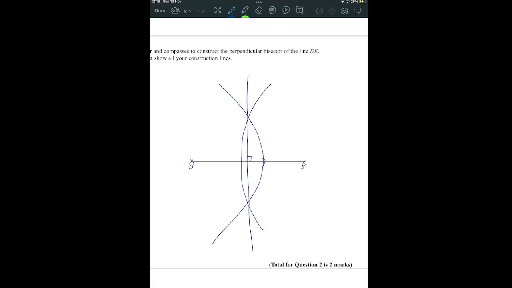That there will be a right angle. It will be a bisector. And if you've done this with your pencil and compass and ruler, it will look a lot better. But you at least have to show these construction lines to get those 2 marks.